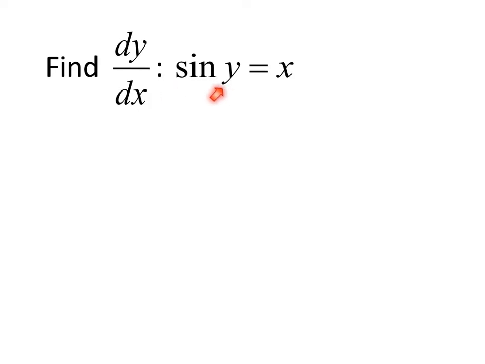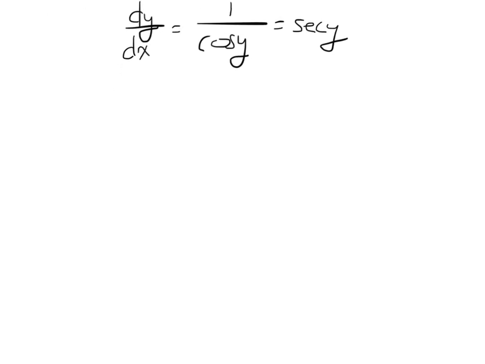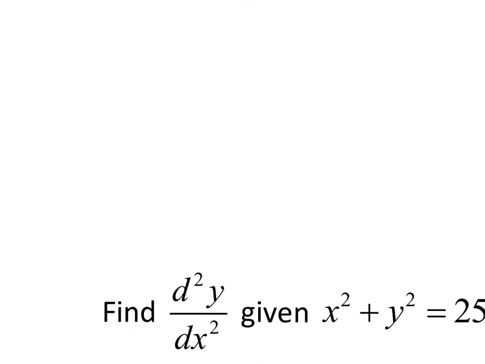We're just going to take the derivative of the left and the derivative of the right. So the derivative of sine we know is cosine, but then we've got to multiply by the derivative of y, and the derivative of x is just 1. So dy dx is 1 over cos y, or if you prefer, just secant y. Okay.